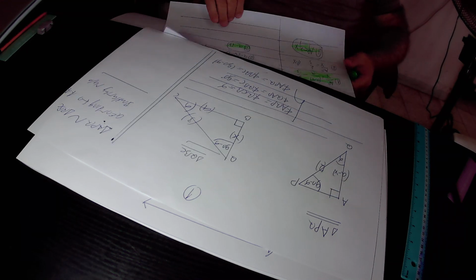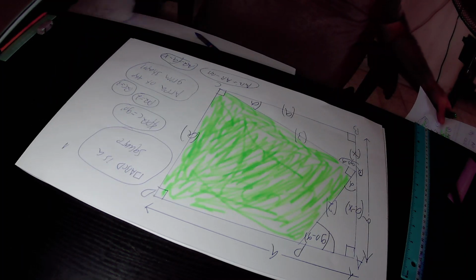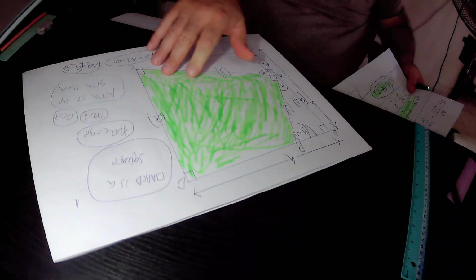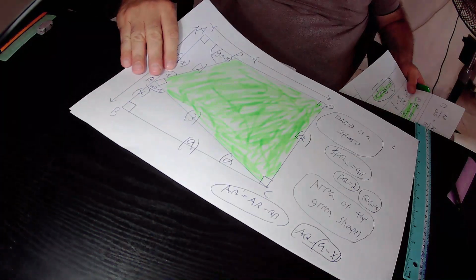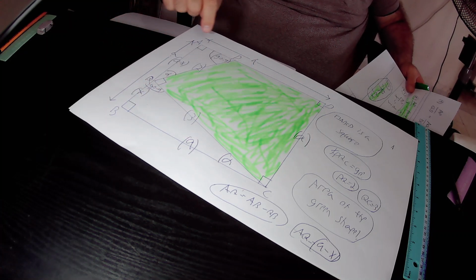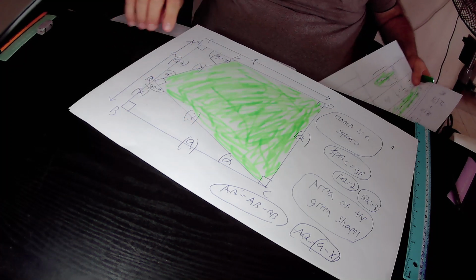In the next step, I'll copy this right triangle QBC to a new page and we'll implement the Pythagoras theorem on this right triangle QBC.